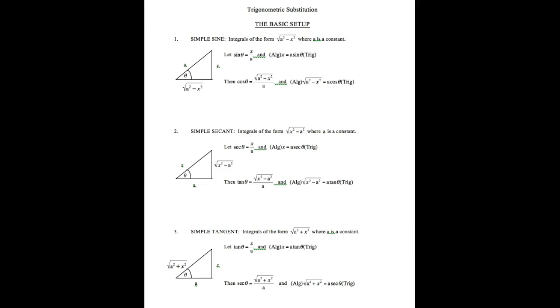Finally, for the simple tangent, that's when you have both terms positive, so an integral of the form a squared plus x squared, or x squared plus a squared. Then you just let the tangent be simple, x over a, so x is equal to a tan theta. Pull out the sister function and get the secant of theta equal to the square root of a squared plus x squared over a. Then the square root is equal to a secant theta. And again, you replace all the algebra pieces with trigonometric pieces. If you want to see an example of that, look in my solutions on Blackboard.